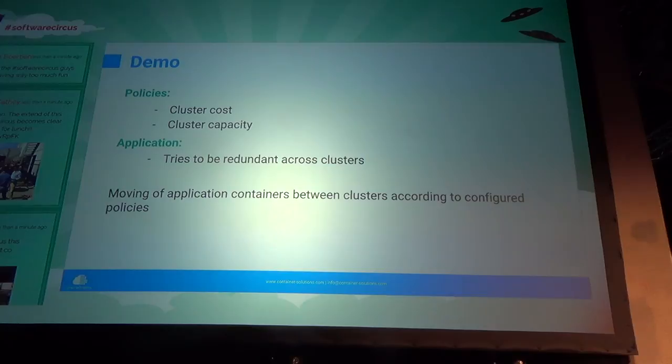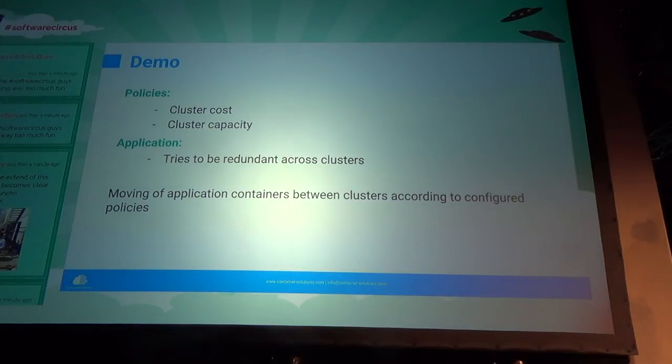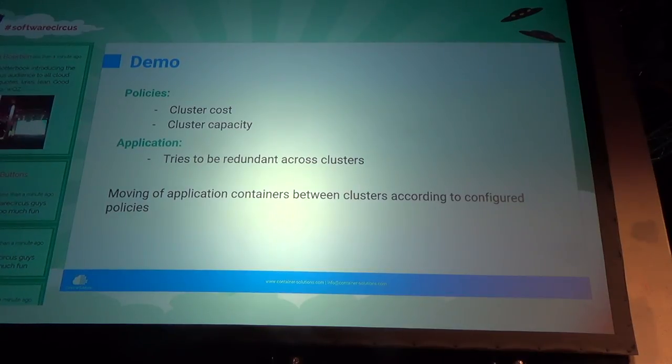I'll now show the demo, which will show a similar scenario. We will have a cluster cost policy, which is pushing the cost of the cluster down. It tries to schedule everything on the cheapest cluster. Then a capacity policy that doesn't let more containers than the set capacity on the cluster. We chose these two now for a purpose. These two don't collide. One is a hard limit and the other is a soft limit that just orders.